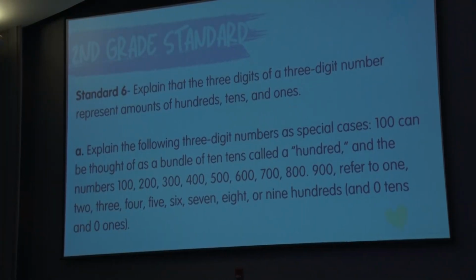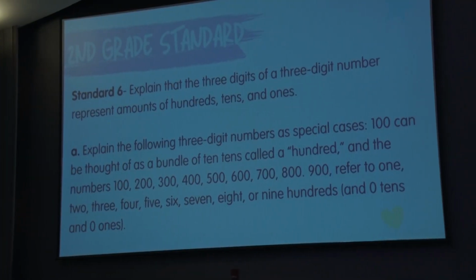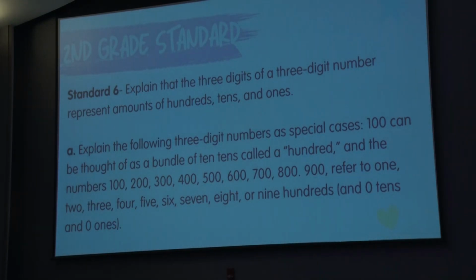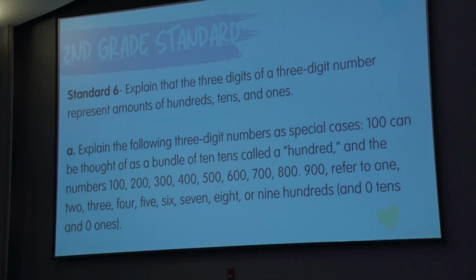And the standard that we're going to be focusing on is standard 6. We are going to explain that the 3 digits of a 3-digit number represent amounts of hundreds, tens, and ones. We are also going to explain the following 3-digit numbers as special cases, like hundreds can be thought of as a bundle of 10 tens called 100, and that the numbers 100, 200, 300, 400, 500, 600, 700, 800, and 900 refer to 1, 2, 3, 4, 5, 6, 7, 8, 9 hundreds. So 0 tens and 0 ones.